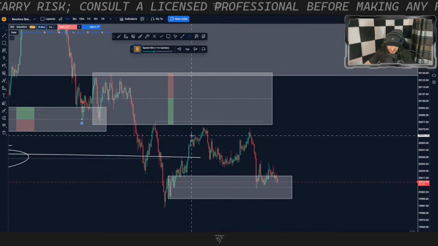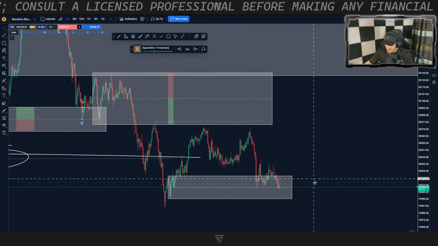Against a double top as well, right? Against a double top. So yeah.